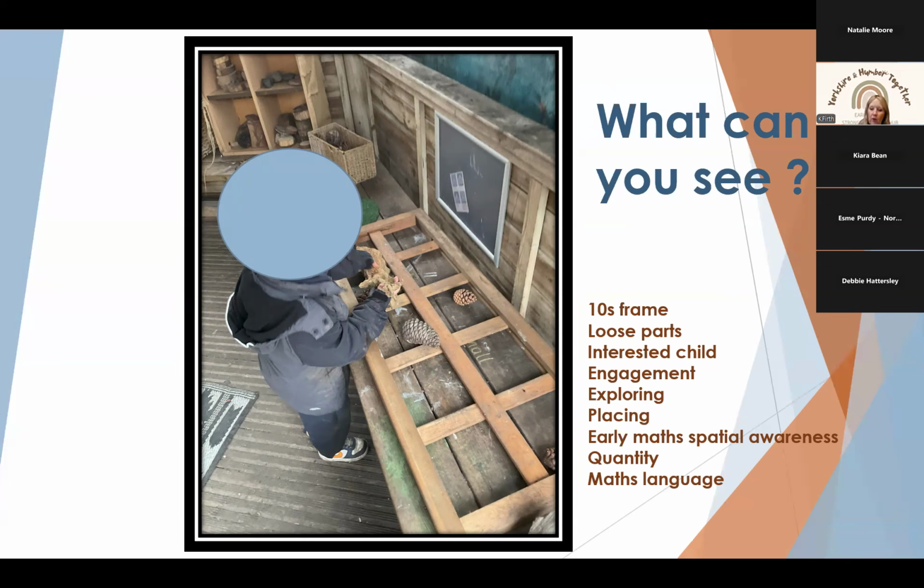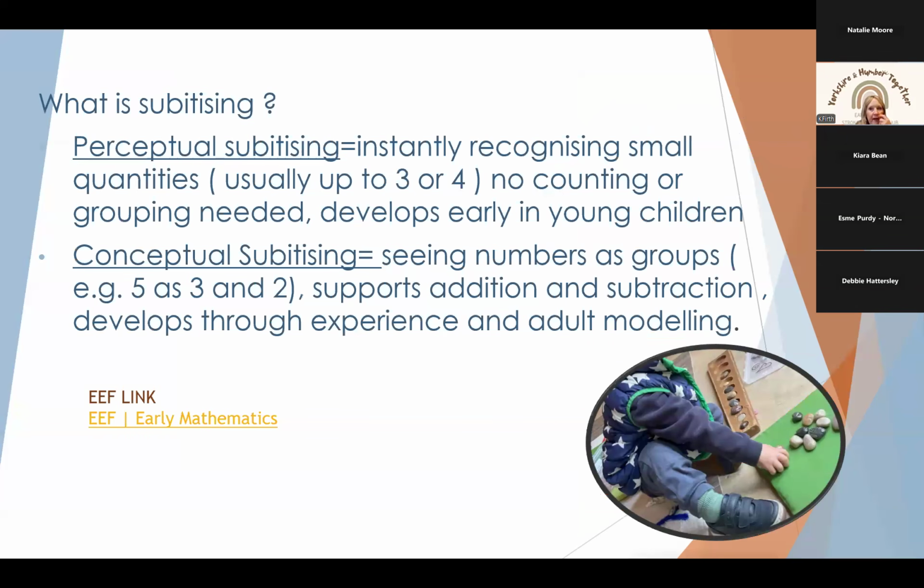So what can you see on here? We've got a tens frame. We've got loose parts. We've got a very interested child. We've got engagement, exploring, placing, early maths, spatial awareness, quantity, and math language. All those things just from one little boy playing with a 10 frame and a mixture of loose parts and natural objects. So what is subitising?